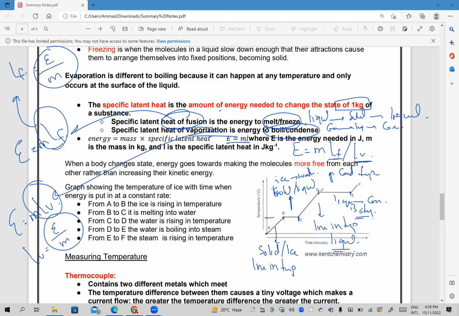तो यहाँ पे जो change of state है, you cannot write evaporation here, you'll write boiling, because we're talking about a specific temperature on the y-axis, right?